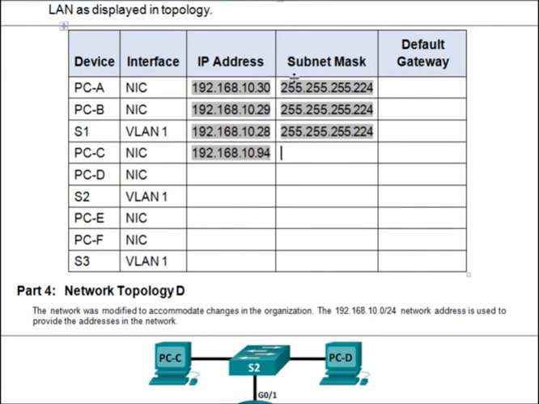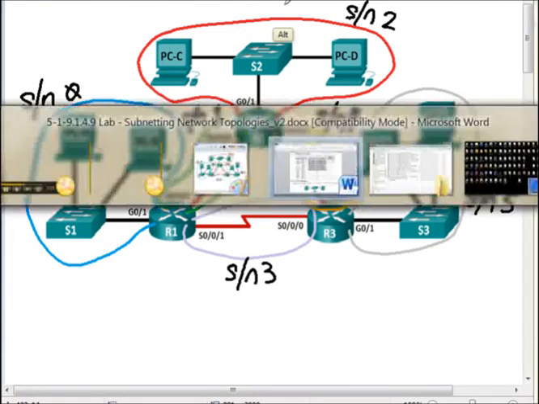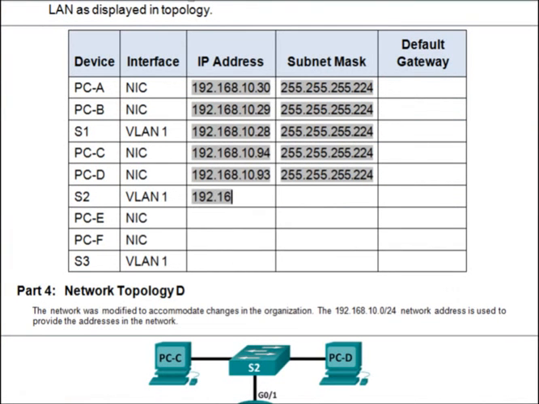So let's use the last address, 192.168.10.94, 255.255.255.224, then 192.168.10.93, 255.255.255.224. And the switch 2 is also in the same subnet 2. So let's use the next address, 192.168.10.92 and 255.255.255.224. Okay, so that's done for PCC, PCD, and S2.